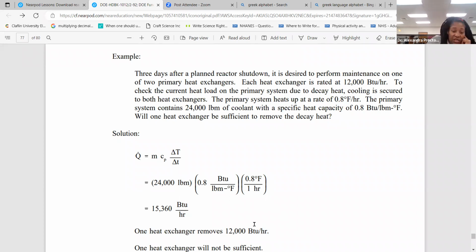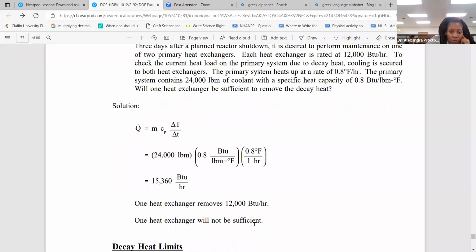So the Q winds up being 15,360 BTU per hour. One heat exchanger removes 12,000 BTU per hour. And so they're going to compare the value calculated to see that one heat exchanger is not sufficient, because it doesn't remove 15,360 BTU per hour. So this one heat exchanger at 12,000 BTU per hour is not sufficient when you compare these together.